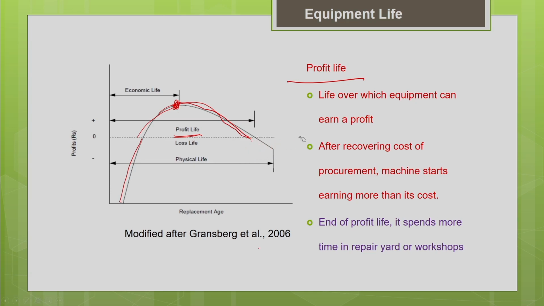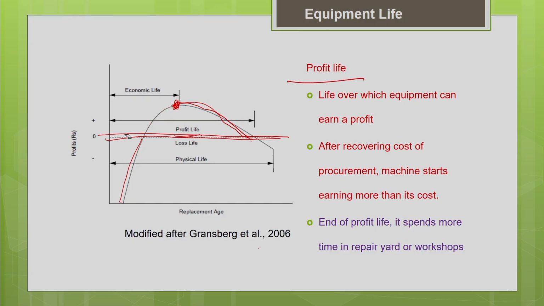Below this 0 is your loss zone. It has entered into the loss zone because it spends most of its time in repair, or its repair and maintenance cost has increased. Basically, in a business we always try to be in the profit zone only. So generally they advise that before the machine enters into the loss zone, we have to replace the old machine with a new machine while its major parts are functioning, so that I can sell that equipment at a reasonable price to someone who is interested in buying it. So before it enters into the loss zone, it is advisable to replace the old machine with the new machine.